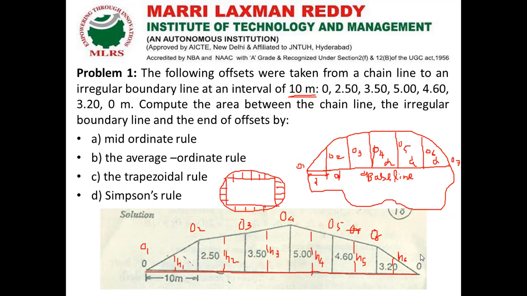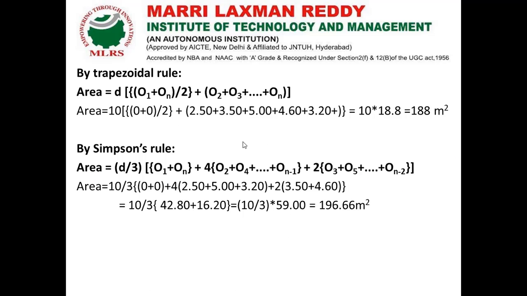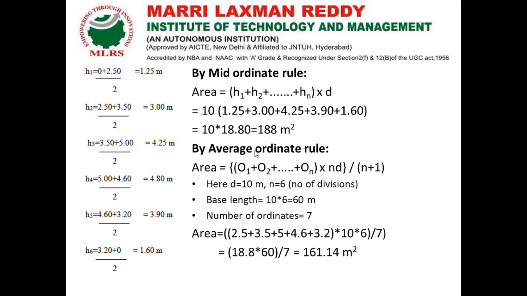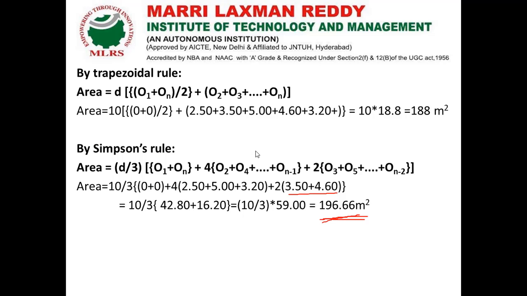Okay, close the bracket, plus 2 into remaining odd ordinates. So remaining here O3 and O5 are available. Now plus 2 into 3.5 plus 4.6. By calculating this I am getting the answer of 196.66 meter square. So this is the variation we can get when comparing with the trapezoidal rule, mid ordinate rule and the average ordinate rule.